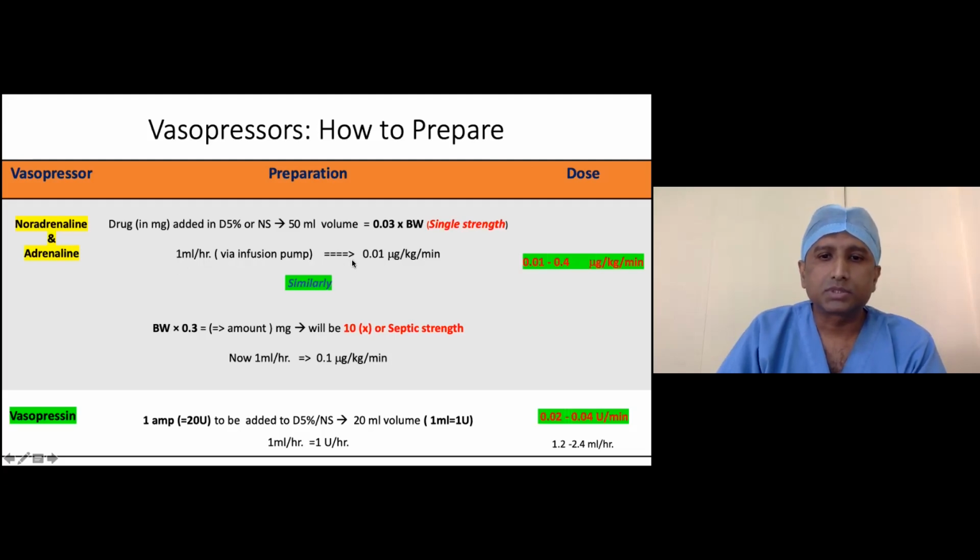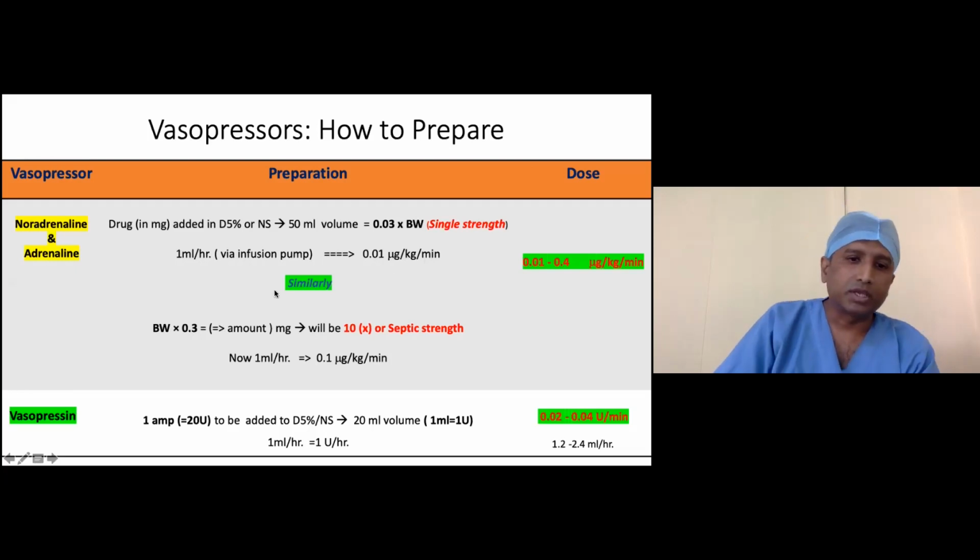the concentration it would be delivering will be 0.01 microgram per kg per minute. And if we run it at 5 ml per hour, this will be 0.05 microgram per kg per minute.